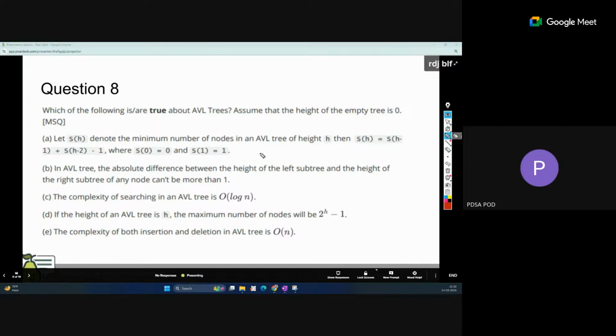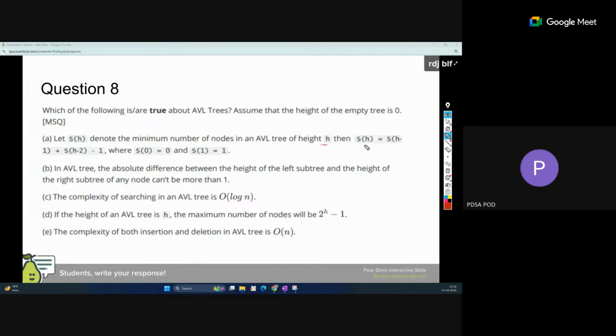To calculate the minimum number of nodes for height h, we use the formula S(h) equal to S(h-1) plus S(h-2). Okay, this is wrong, this should be a plus. And this is the base condition. We take height 0 means 0 nodes, height 1 means 1 node, but after that we calculate S(2) like this: S(1) plus S(0) plus 1. This is the correct formula to find the minimum number of nodes.